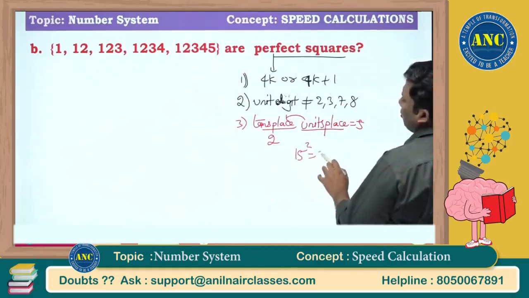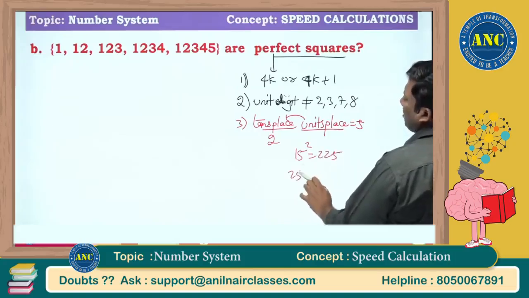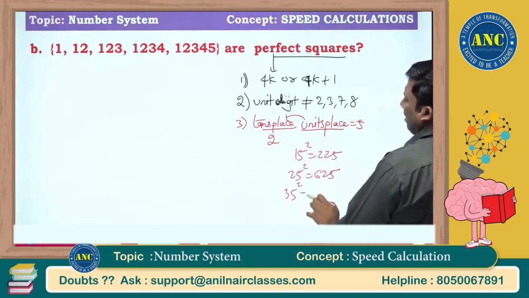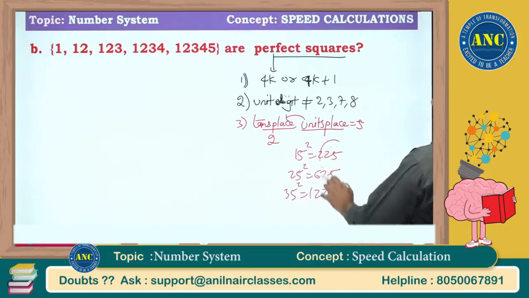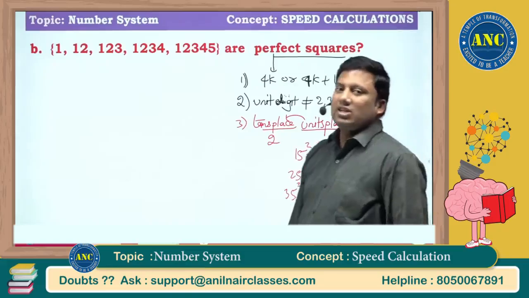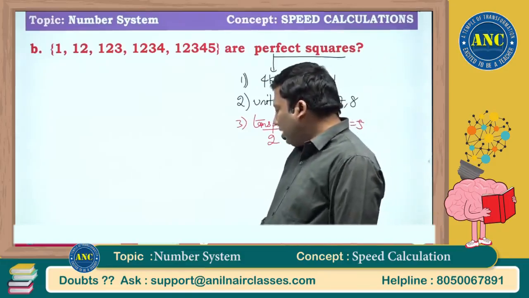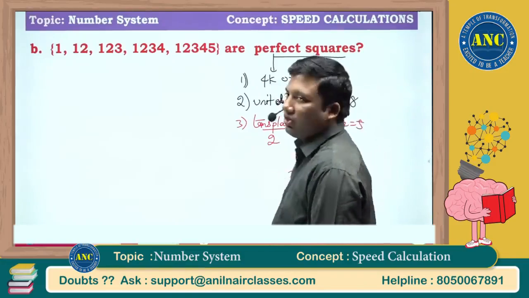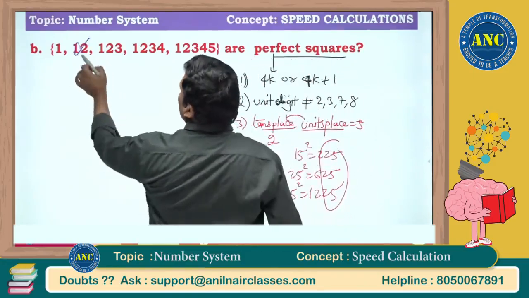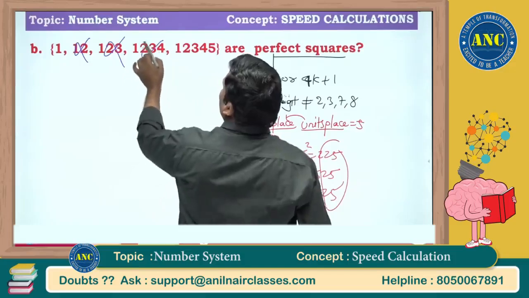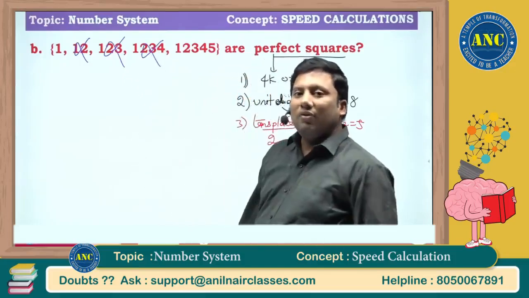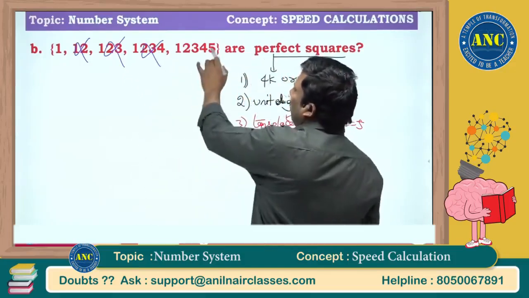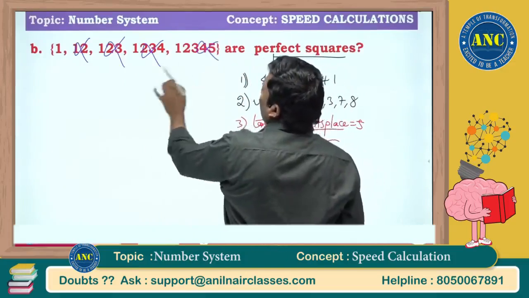15 square is 225. 25 square is 625. 35 square is 1225. Any perfect square ending with 5, the tens place will always be 2. Now see here, we will use that logic. A perfect square never ends with 2, never ends with 3. A perfect square will always be of the form 4k or 4k plus 1. The last 2 digits will be 25.